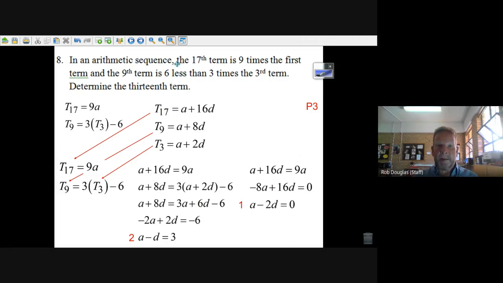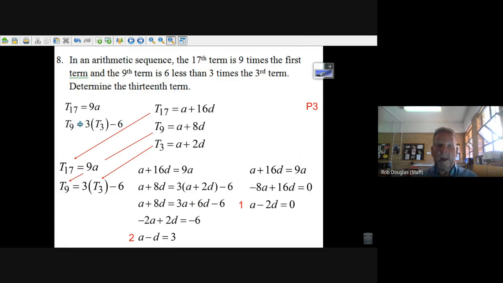If you have an arithmetic sequence and they tell you the 17th term is 9 times the first term, you should write that down right away. In math language, go T17 equals 9 times A, the first term. There's your first equation. You got started. And then it says that the ninth term, T9, is 6 less, that's minus 6, than 3 times the third term. So I write 3 times the third term. The question is, determine the 13th term.